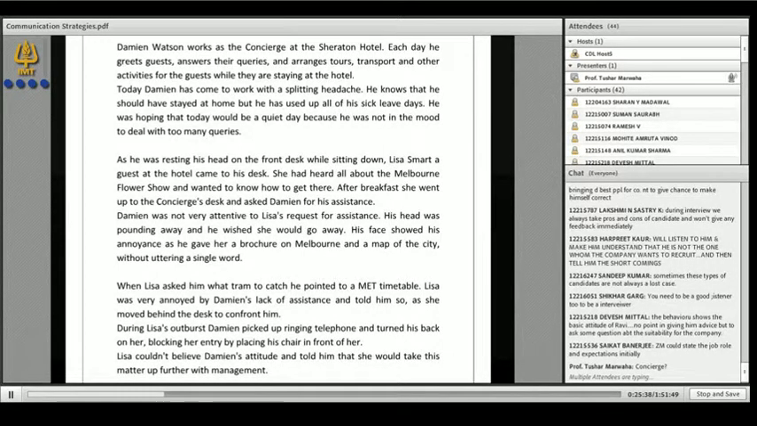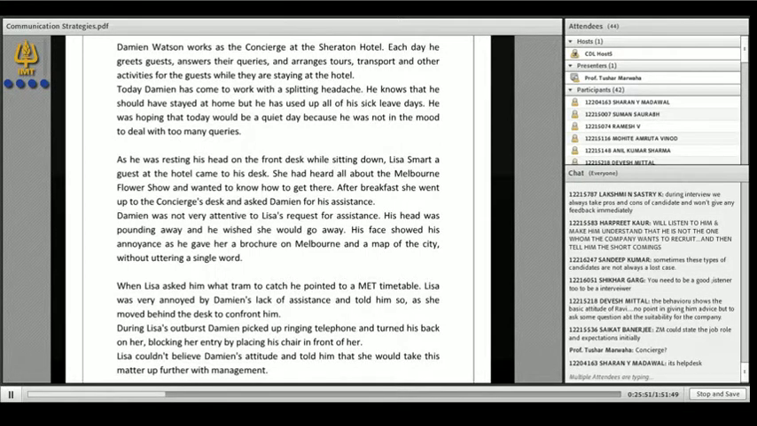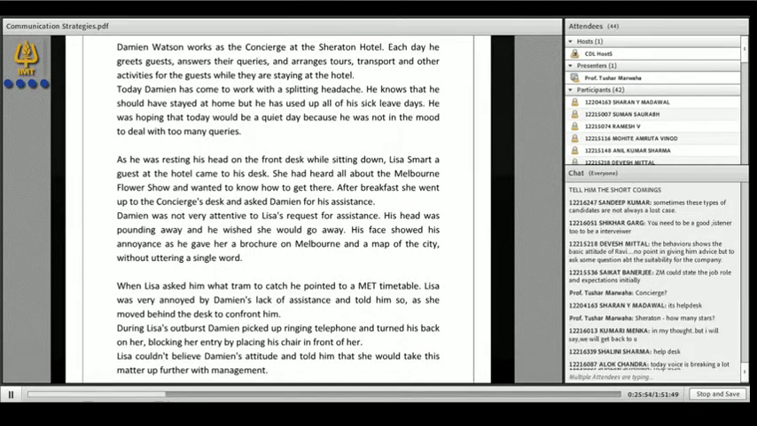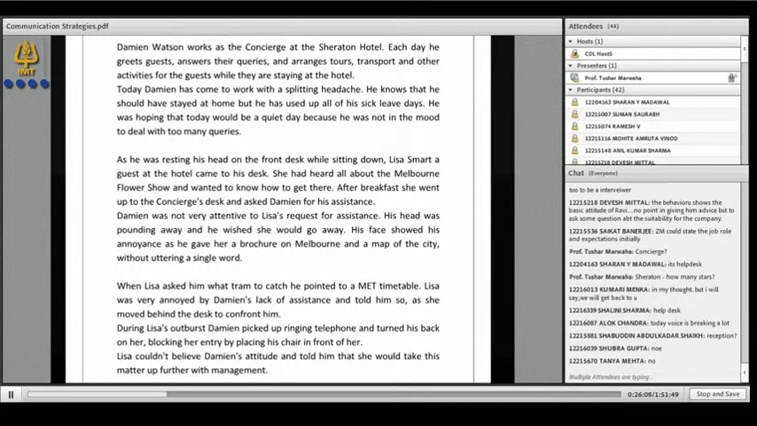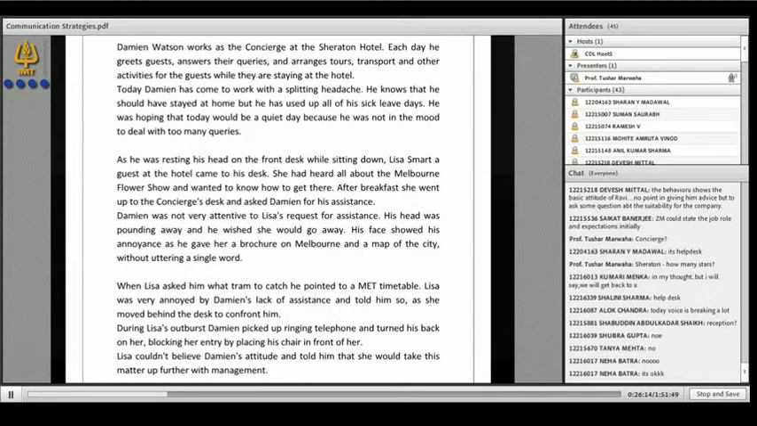Who is this guy? Okay, concierge is a help desk. Is any other guy facing a problem with voice breakage? It's just that I am not speaking continuously. I am pausing in between, so it may feel like the voice is breaking. But no, the voice is not breaking because of me. I am not speaking continuously.